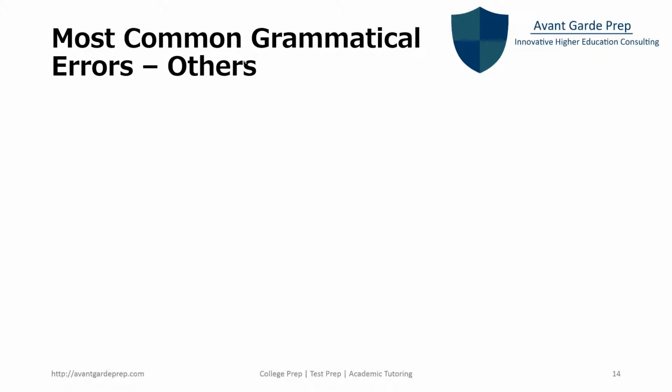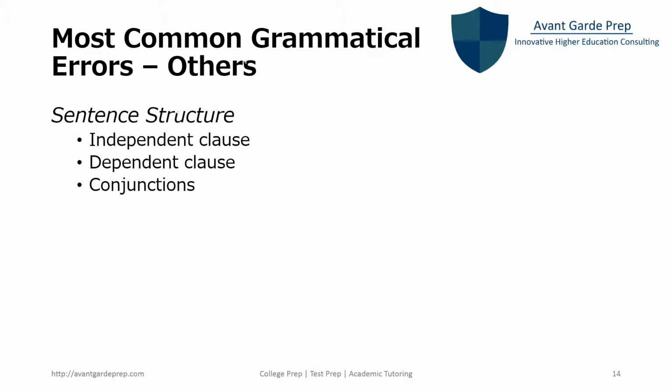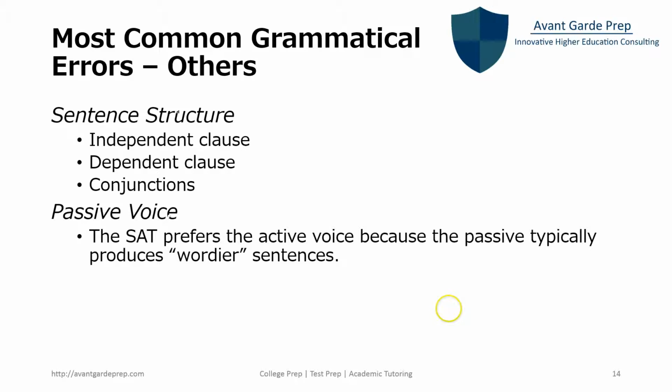Okay, some other most common grammatical errors. One is sentence structure with independent clause, dependent clause, and conjunctions. Since we spent so much of the first class going over that, I decided not to hammer it in again. And then passive voice. We spent so much time with that on the second essay video that I didn't think it was necessary to go over all of that again. But keep in mind the SAT prefers the active voice because the passive voice typically makes the sentence wordier.